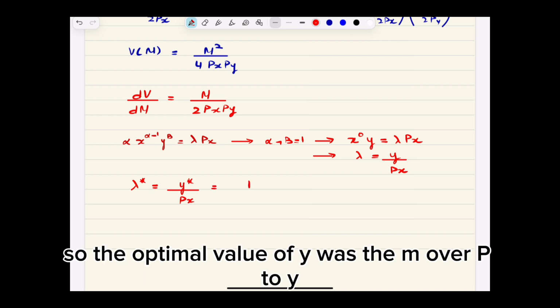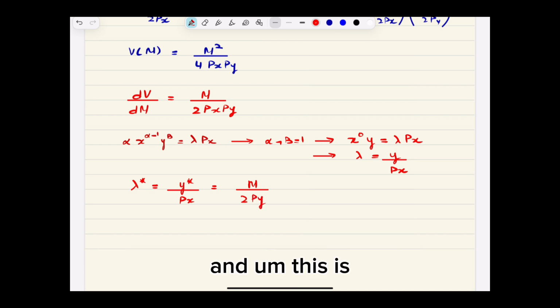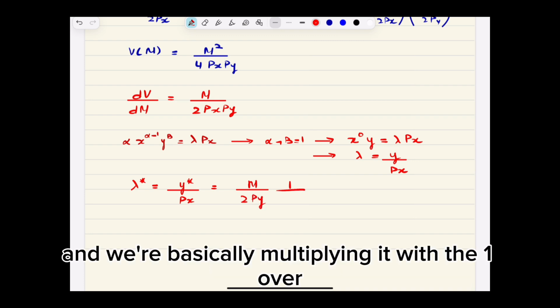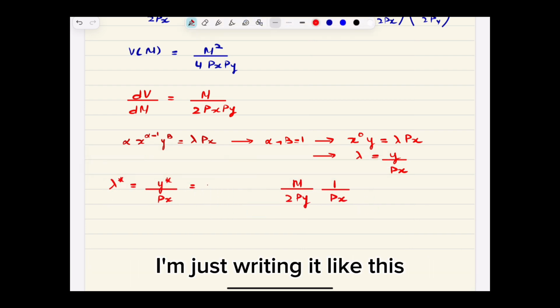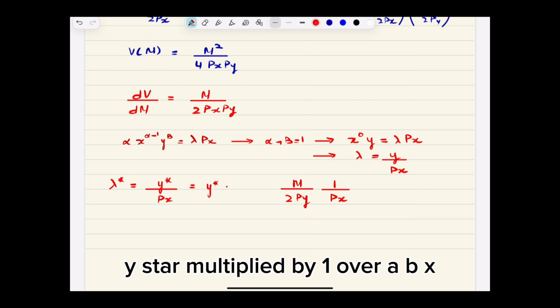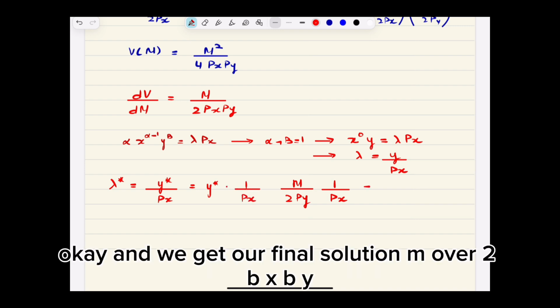So the optimal value of y was m over 2 py, and we're basically multiplying it with 1 over px, or I'll just write it so nobody feels confused. I'm just writing it like this: y star multiplied by 1 over px. Okay, and we get our final solution m over 2 px py.